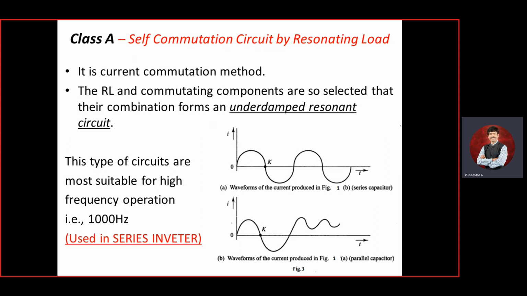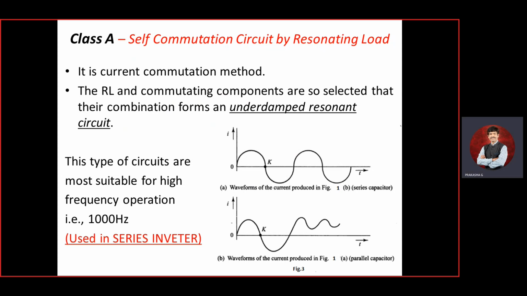The RL and commutating components are so selected that the combination forms an underdamped resonant circuit. That I also told you. There should not be any fluctuation, there should not be any oscillation. You know what I mean by underdamped. We should avoid the oscillation.